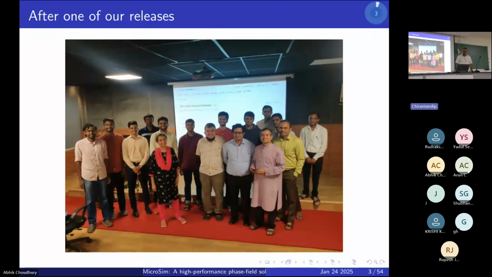So this is the team, one of our launches in AIC. We had this picture taken. In every workshop we usually launch a version of MicroSim. The launch is done on the last day before we close the workshop. And so here we have such an event. This was one of those good events where the maximum participation was, and all the 6 groups have been present.